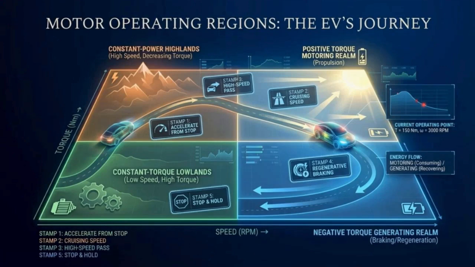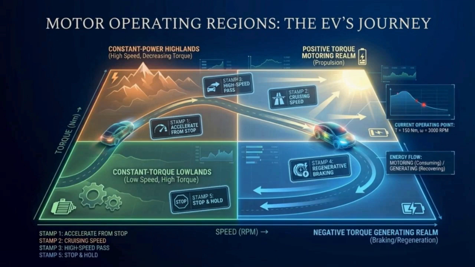Imagine a map called the torque-speed plane. On one side is speed, and on the other side is torque. As the EV moves through the driving cycle, it travels across this map. There are four main territories. First is the constant torque lowlands, where at low speeds torque stays constant while speed increases. Power equals torque multiplied by speed, so when torque is constant and speed increases, power increases.